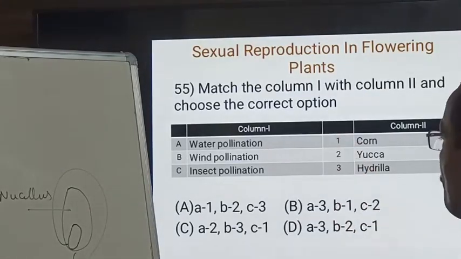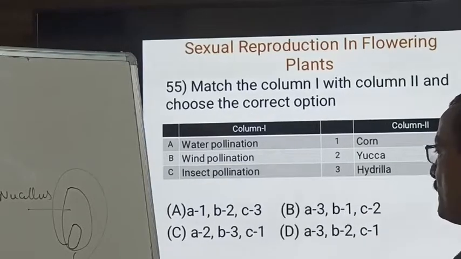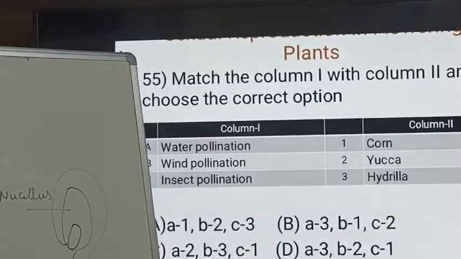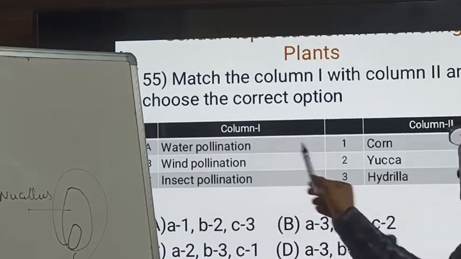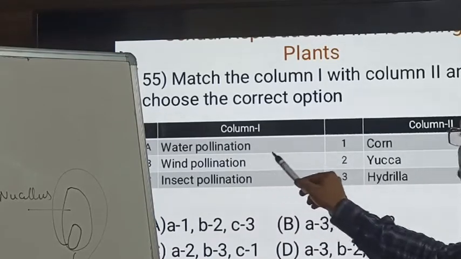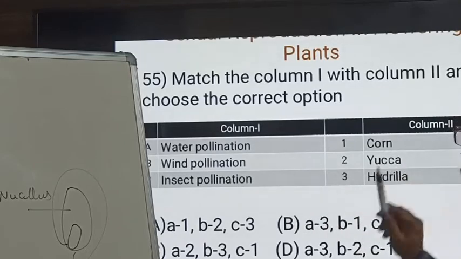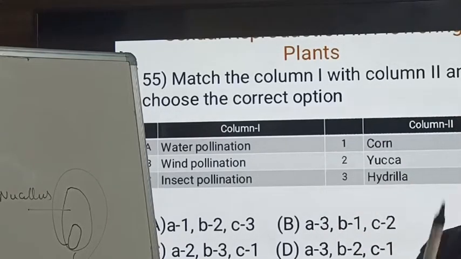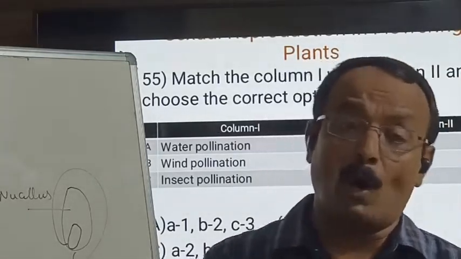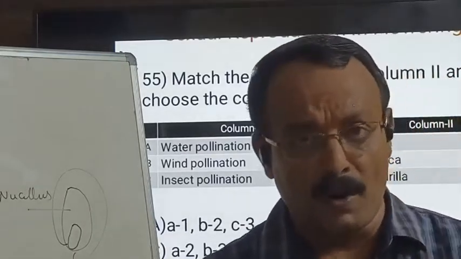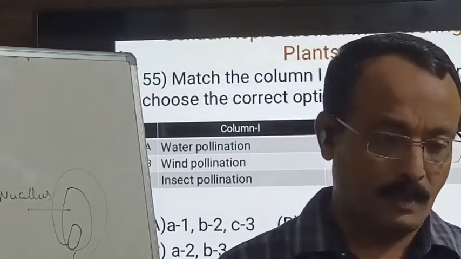Here is the math of following. It's very simple. They are given only 3 options. You choose the option: water pollination, hydrilla; wind pollination, corn; and insect pollination, yucca. One important explanation you have to hear about the yucca plant.